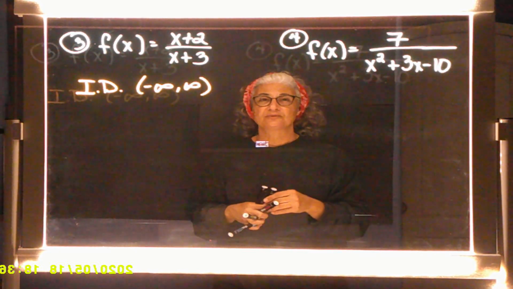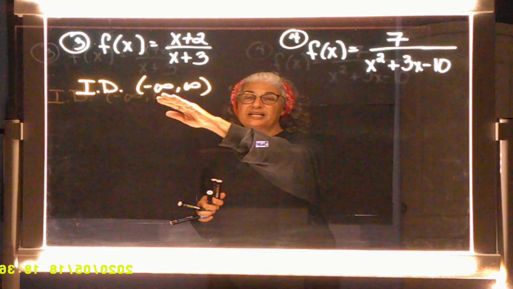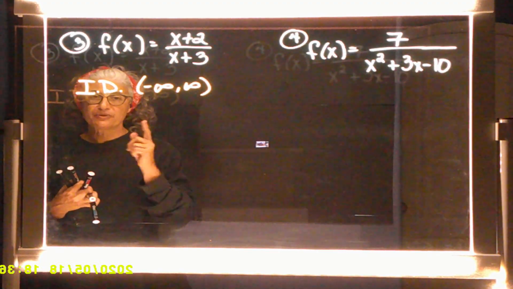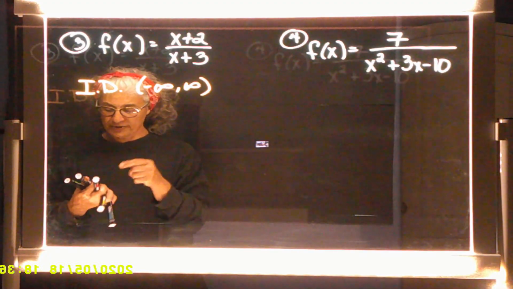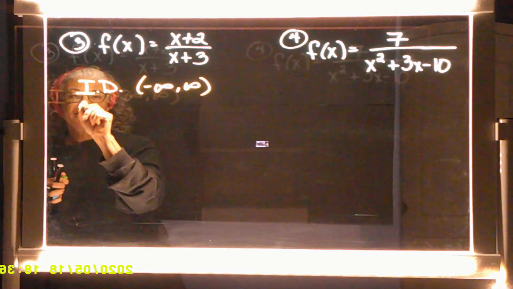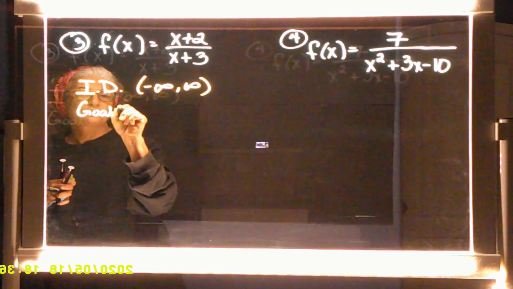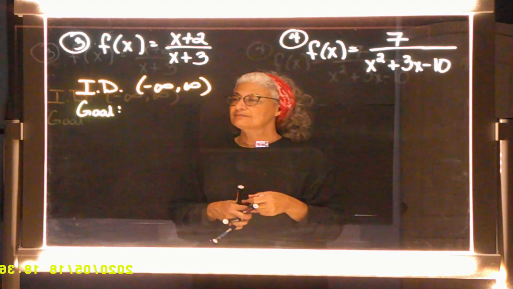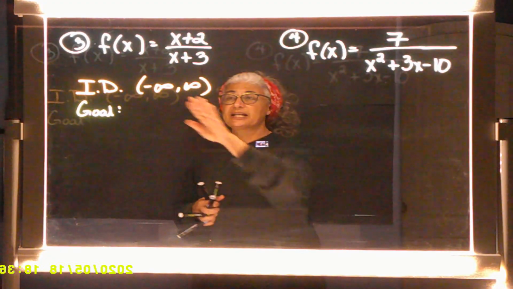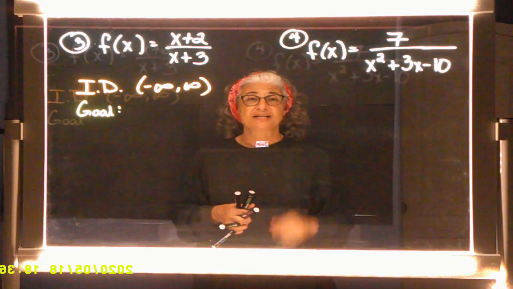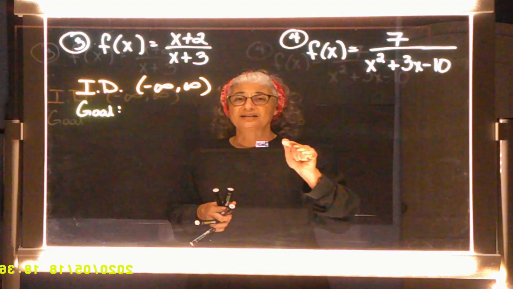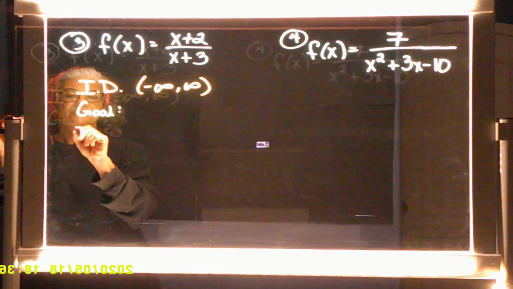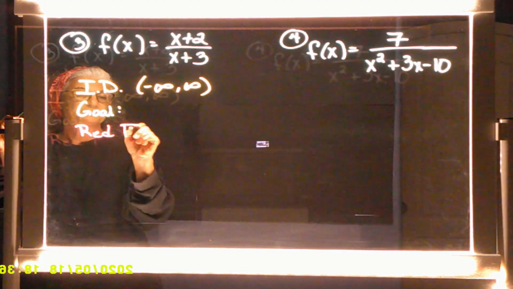And what's your goal? Your goal is to see if you're going to kick anybody out of this initial domain. That's your goal. Always remember there's a goal here. Okay? Always remember the goal. Are you going to kick any numbers out? And I'm going to write the word goal because I need you to remember that you have one. Now, the only way you're going to kick any numbers out of the initial domain is if you have a red flag.